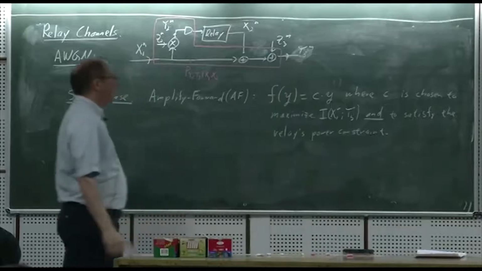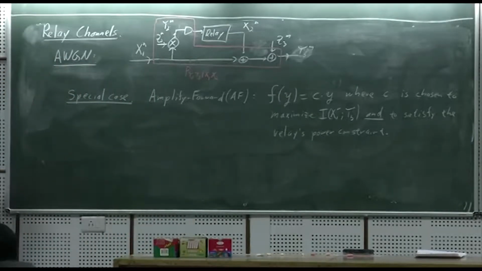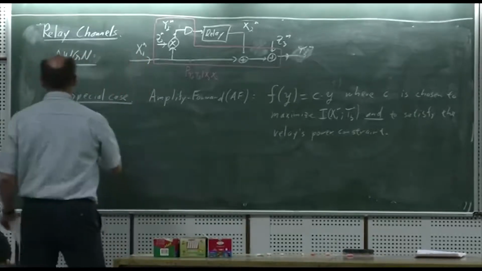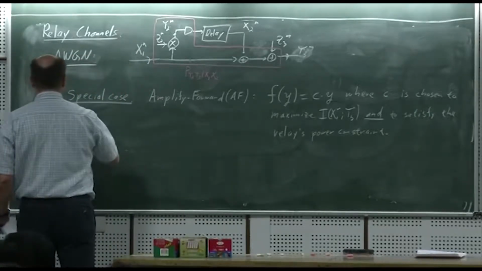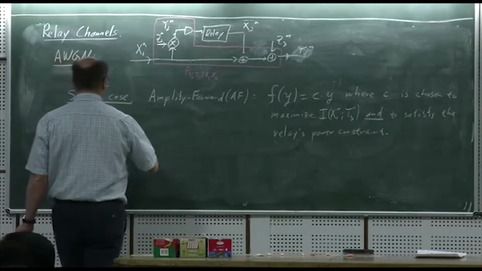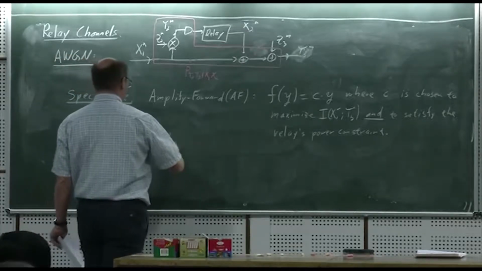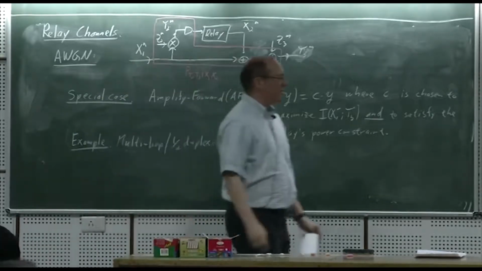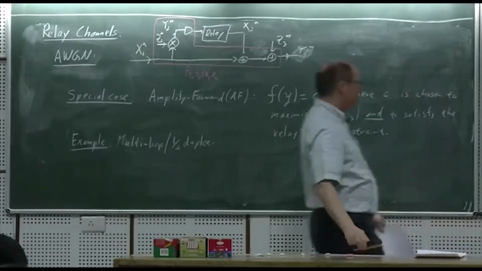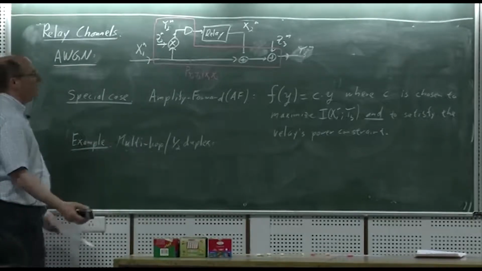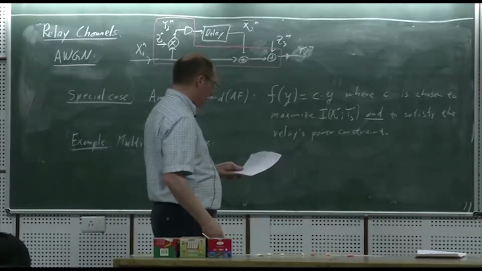Right? So that's a very common method that's been applied in a lot of papers. Again, very simple method. Suppose we consider as an example the multi-hop with half-duplex. What I mean by that is either node 1 is transmitting, or node 2 is transmitting, but not both.